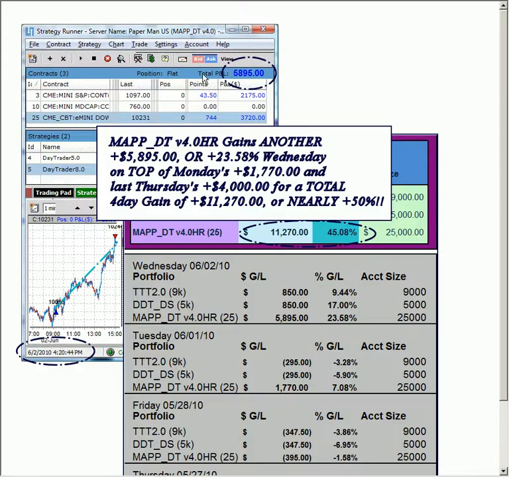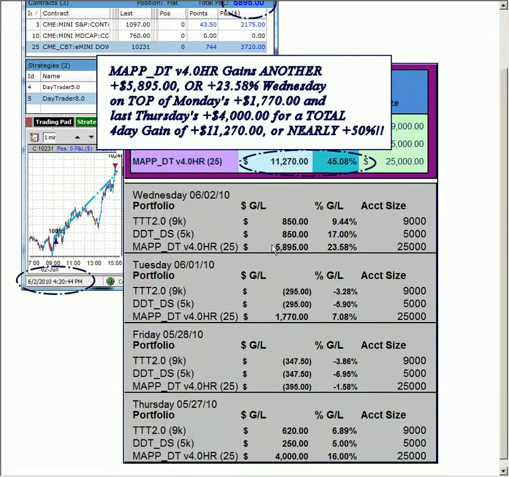Oh, actually that was Tuesday. Here we are yesterday. As you can see, the MAPDT version 4.0 HR, $25,000 account, or you can run it without an HR as a $50,000 account, gained $5,895 yesterday. In fact, over the last 4 days, I believe, the portfolio has gained $11,270. Last Thursday, it gained $4,000, then a small decline of $400. Tuesday, start of the holiday shortened week, made $1,770. $5,895 was the case, as mentioned yesterday.